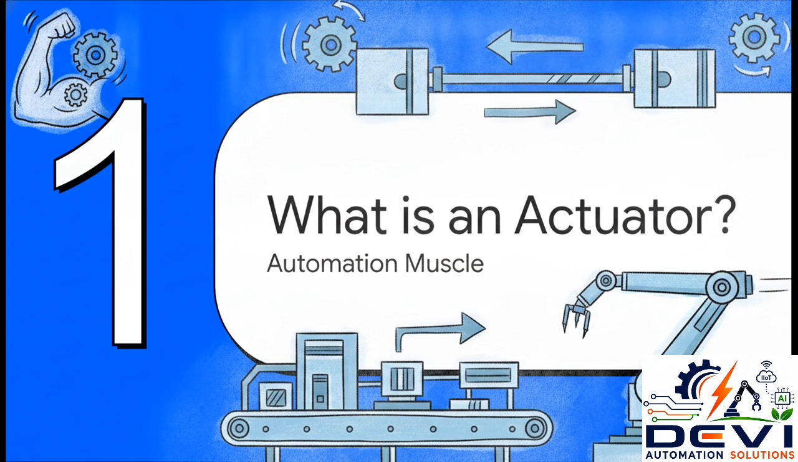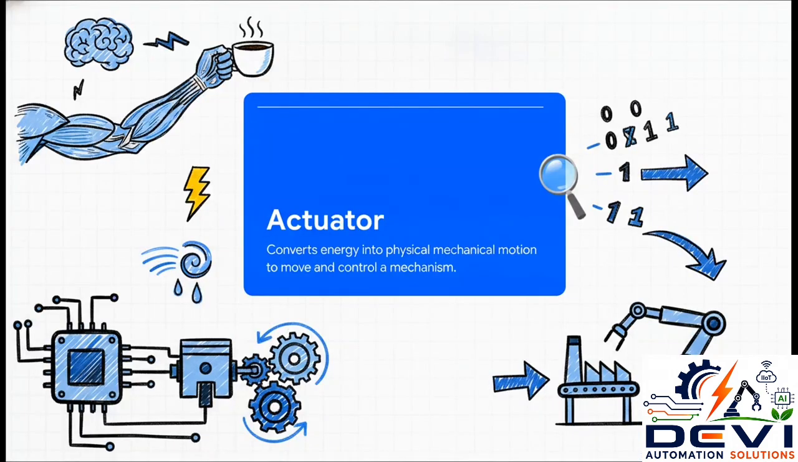Section 1. What is an actuator? The foundational moving parts of automation. So, at its core, an actuator is a vital component of a machine responsible for moving and controlling a mechanism. Basically, it converts energy into physical, mechanical motion.